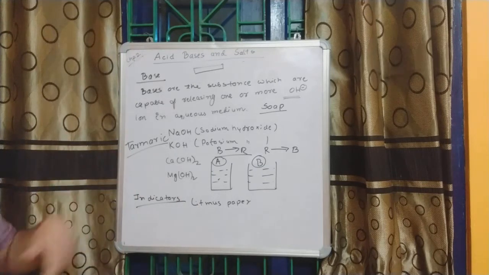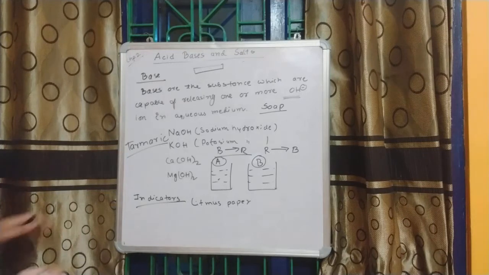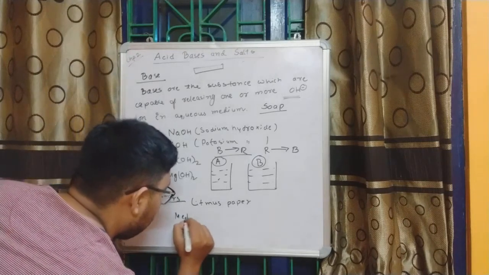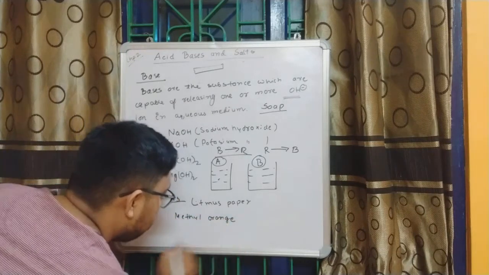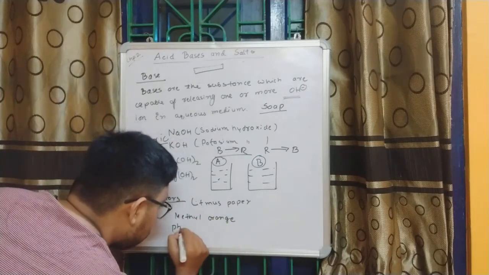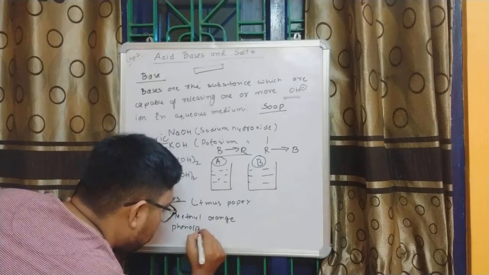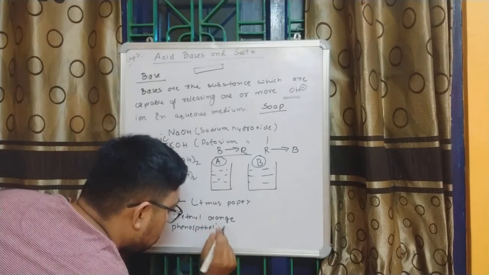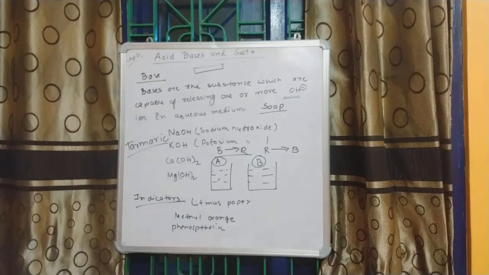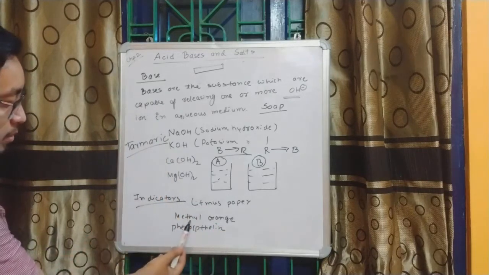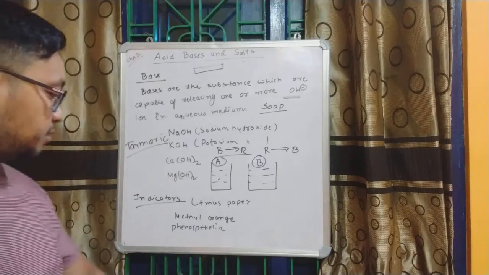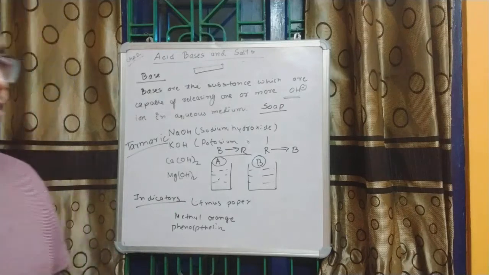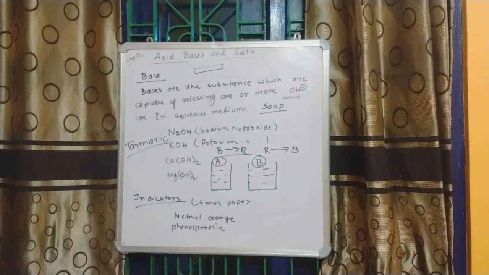Apart from these, we also use methyl orange, which is also an indicator. And then we have phenolphthalein. So litmus paper, turmeric, methyl orange and phenolphthalein are all different kinds of indicators. So what are indicators? Indicators are those substances which help us to determine whether a substance is an acid or base.